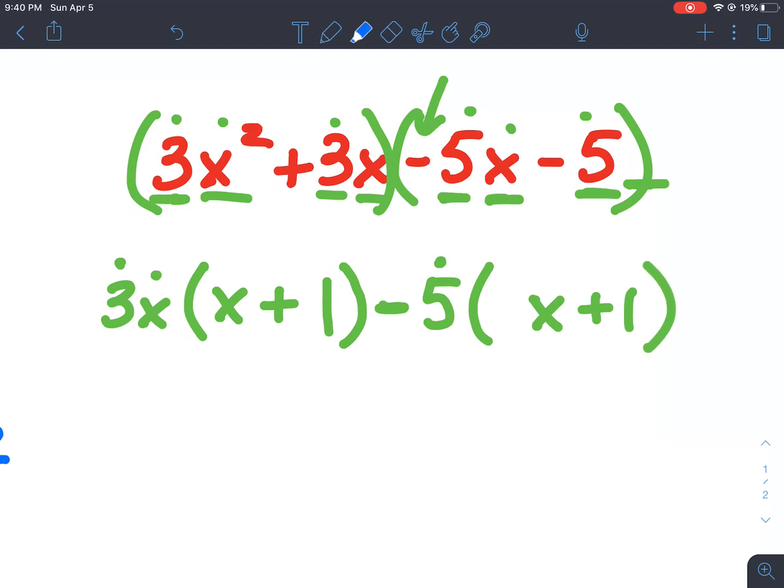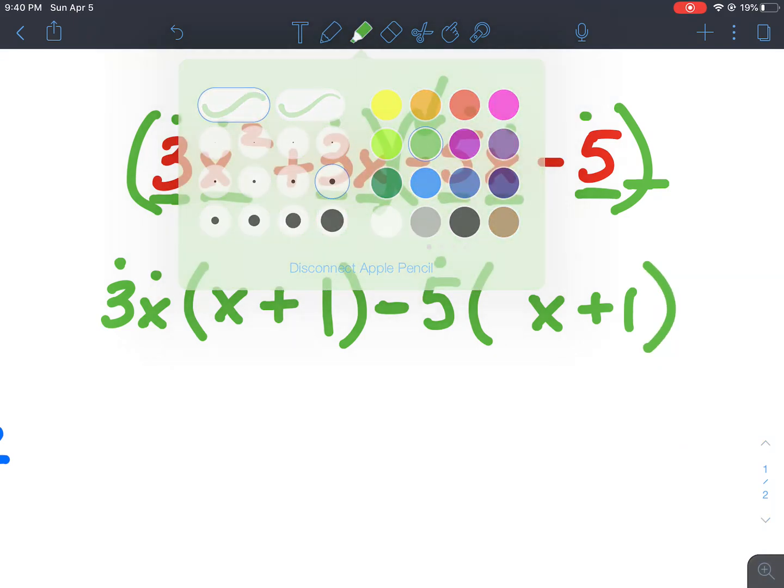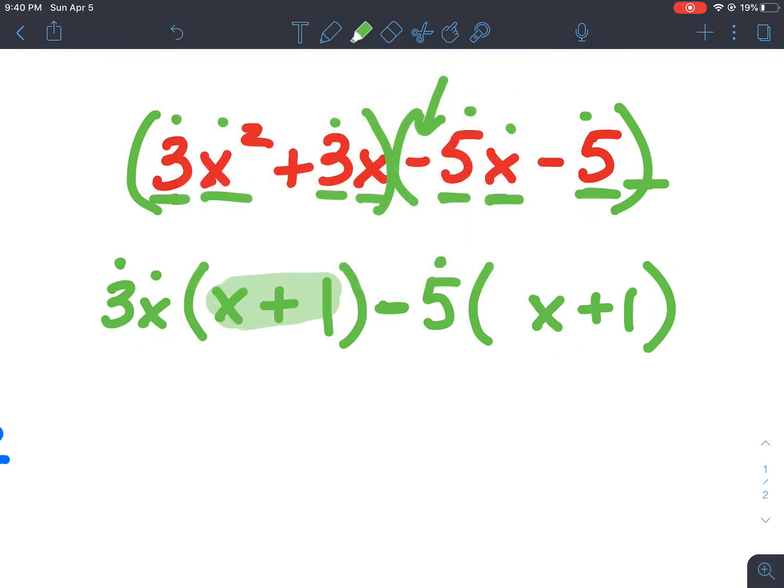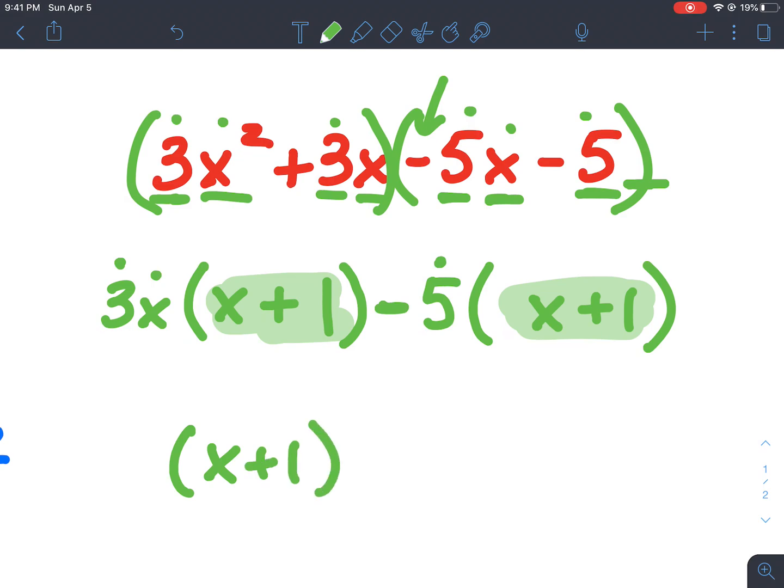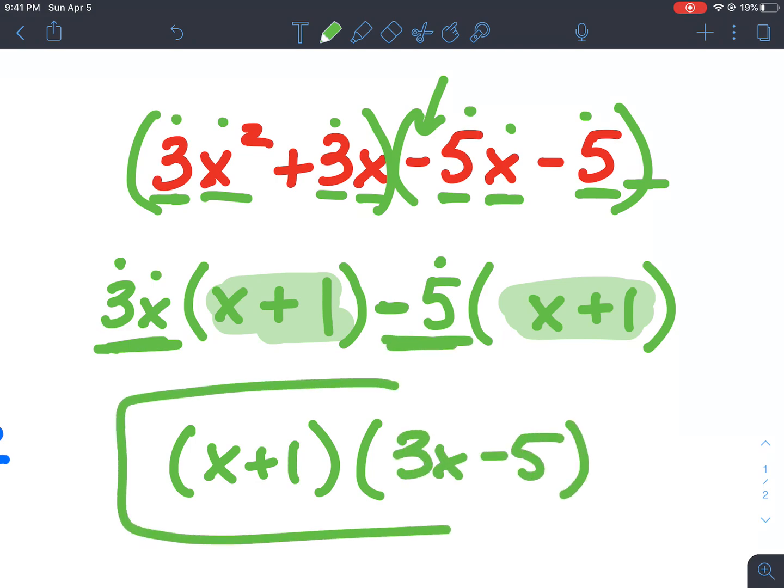And then our last step, hopefully we recall seeing this. Whatever's inside our parentheses should be the same. I've got an x plus 1 in each set. So my first factor is x plus 1. My second factor is whatever was on the outside of the parentheses, 3x minus 5.